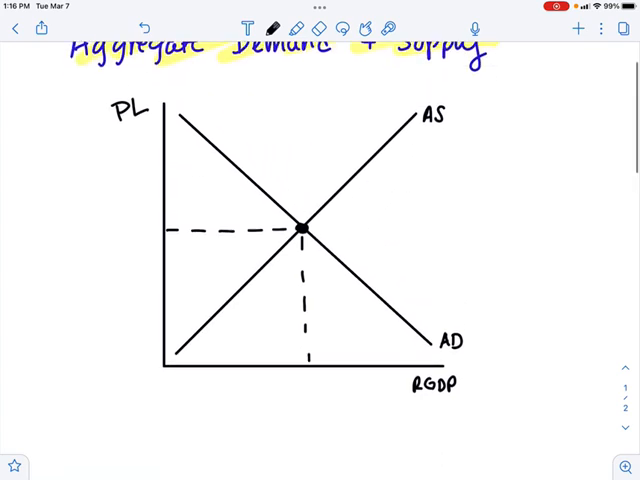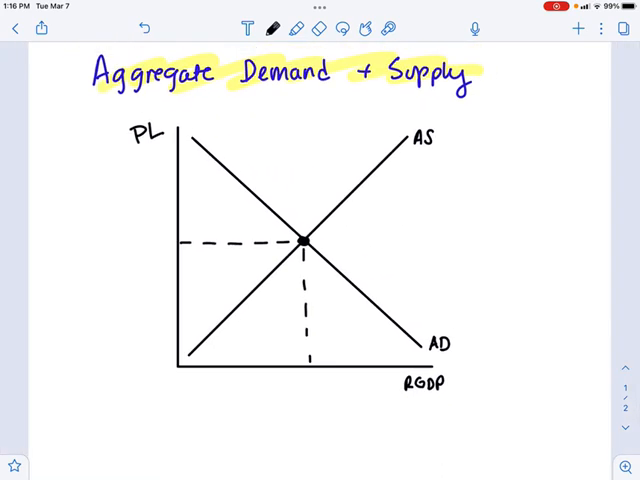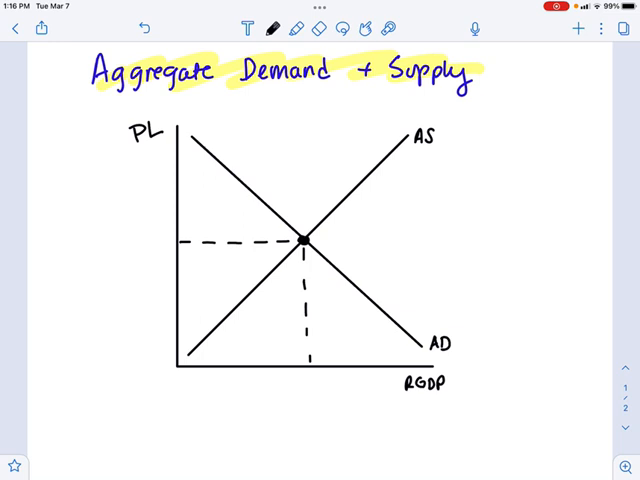How we label the intersection is very similar to what we did in Unit 1. Again, the skills are the same, the labels are different. So this is still an equilibrium, but we're going to call this the equilibrium price level, and we're going to call this the equilibrium GDP, or the current or actual real GDP. Students sometimes see this Y right here and think, why is that a Y? It's a Y, I think, because Y is the last letter of the word quantity.